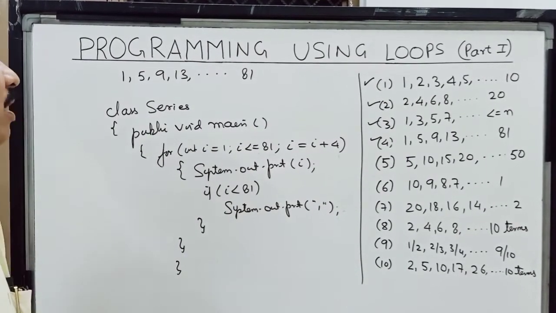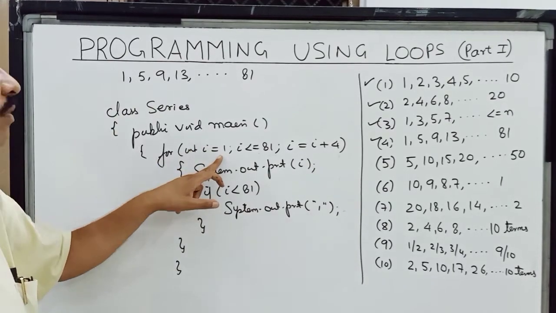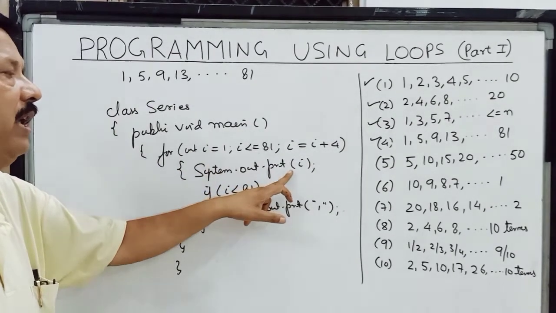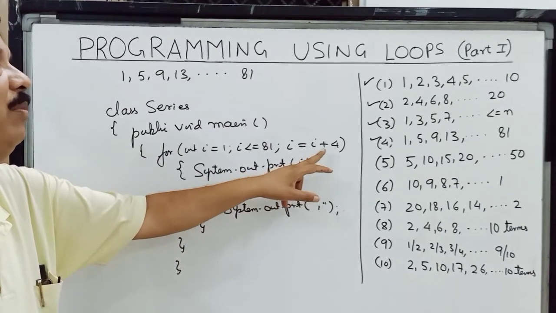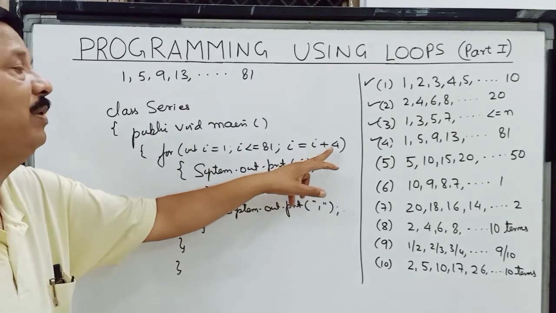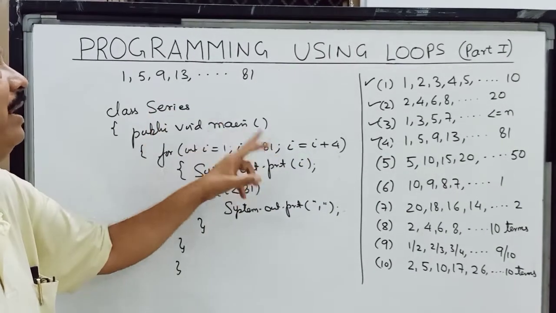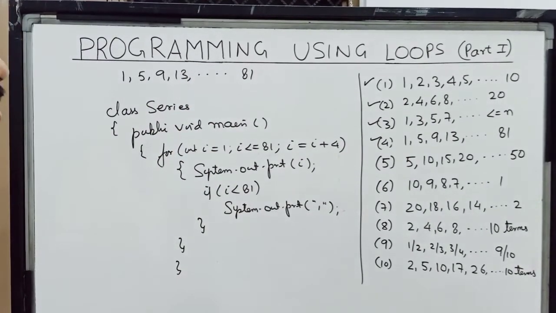So children, I hope you have followed this series 1, 5, 9, 13. Initially the value of I will be 1 and it gets printed. Next time it will get increased by 4. So 1 plus 4 is 5, so 5 will get printed. Then 5 plus 4 is 9, and then 9 plus 4 is 13. 13 plus 4 is 17, and so on. You will get all the terms of this series.